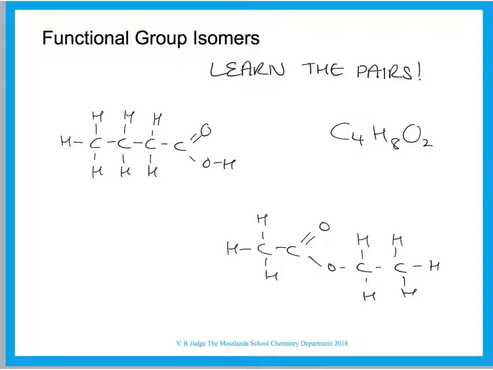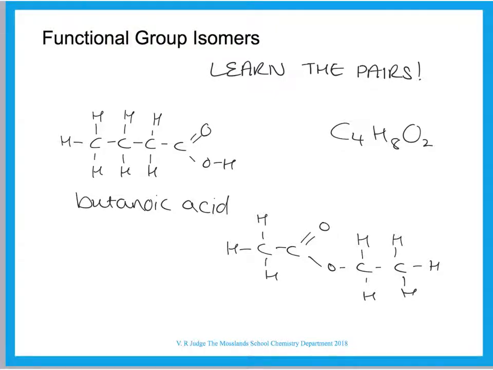Okay, so your next 2 compounds both have the molecular formula C4H8O2, but they are very different compounds, as you can see. So the one on the left, you should recognise this one with this functional group as being a carboxylic acid with 4 carbon atoms, so this is butanoic acid.